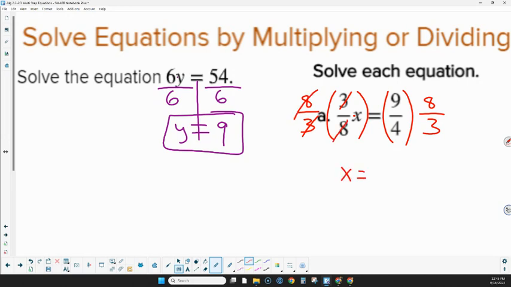So here we just have to figure this out, and we multiply across. 9 times 8, that would be 72. And 4 times 3, that would be 12. So 72 divided by 12. I might need to use a calculator for that, but hopefully you understand that boils out to x equals 6.